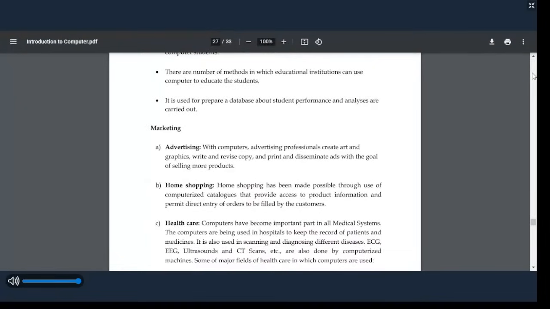With computers, advertising professionals create art and graphics, write and revise copy, and print and disseminate ads with the goal of selling more products. Home shopping has been made possible through the use of computerized catalogs that provide access to product information and permit direct entry of orders to be filled by the customers.